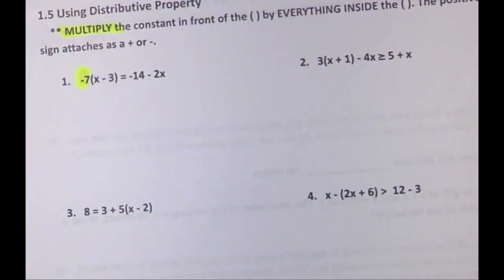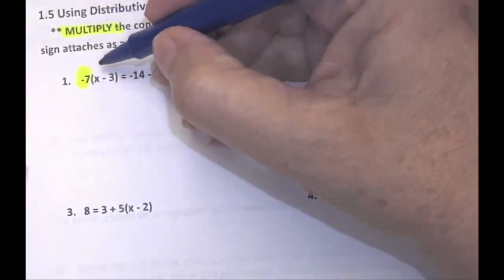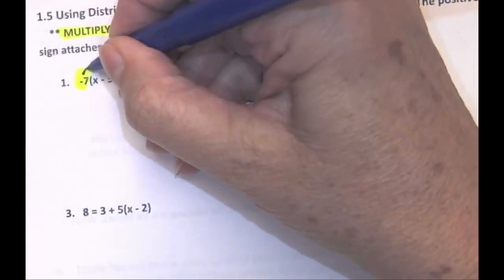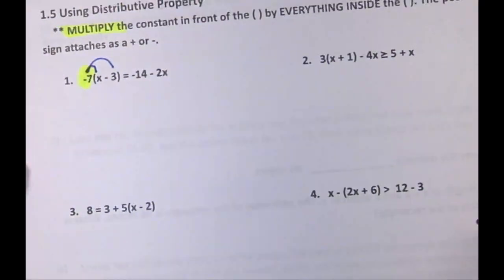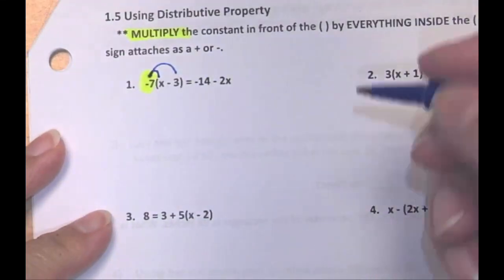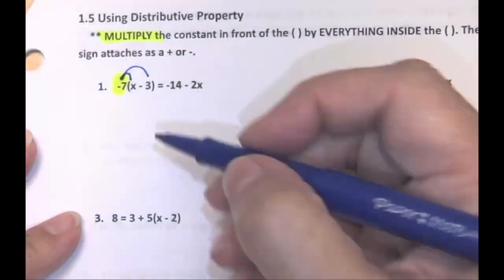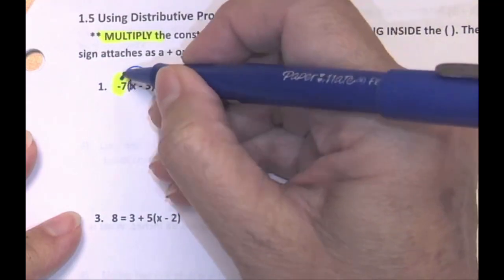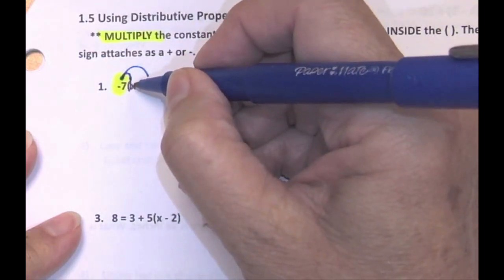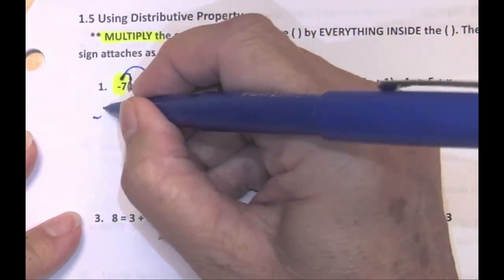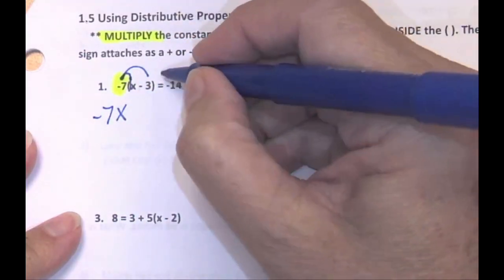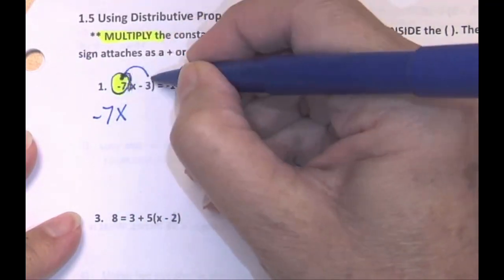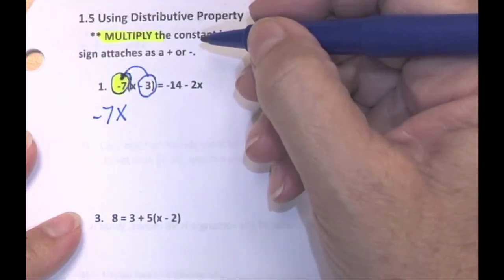The -7 is attached to the parentheses, so that's what we're going to multiply by. You distribute it, multiply by everything in parentheses. So, -7 times x. Well, there's really an imaginary 1 there, and you're multiplying -7 by the coefficient. -7 times 1x is -7x. And then be careful here. This is -7 times -3.